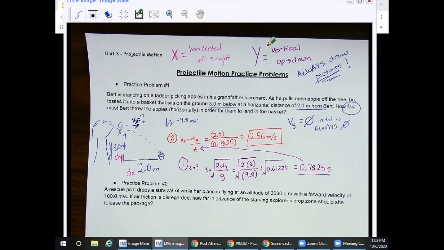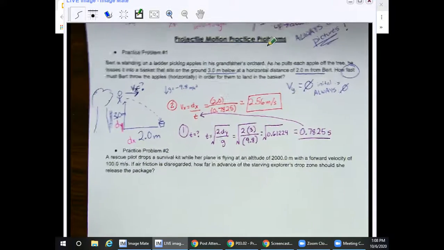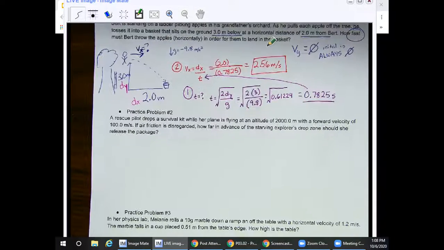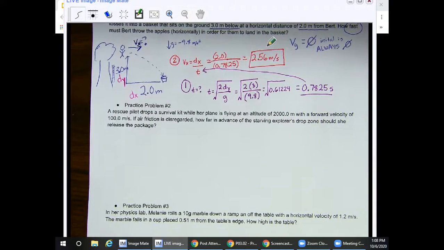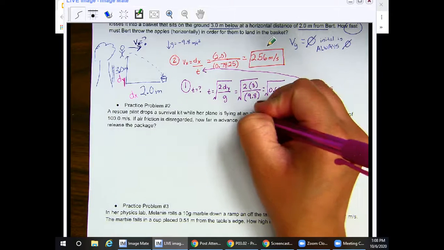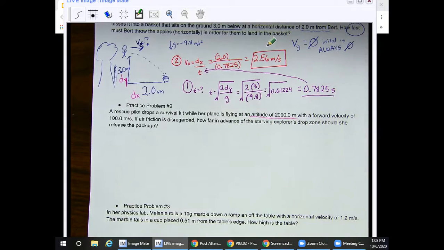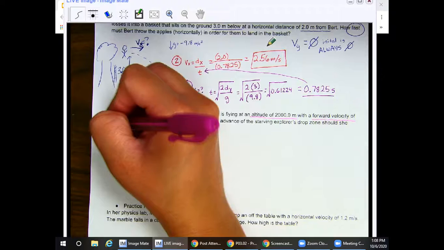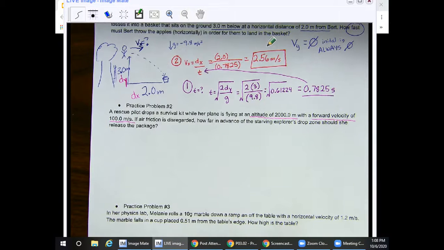So if you really look at it, it's not that hard. It's just time consuming. There's more steps now. But you've already used all of these problems, so you know how to solve it. So let's go to number 2. So go ahead and number your paper number 2, and let's start drawing again. A rescue pilot drops a survival kit while her plane is flying at an altitude of 2,000 meters with a forward velocity of 100 meters per second. If air friction is disregarded, how far in advance of the starving explorer's drop zone should we release the package?